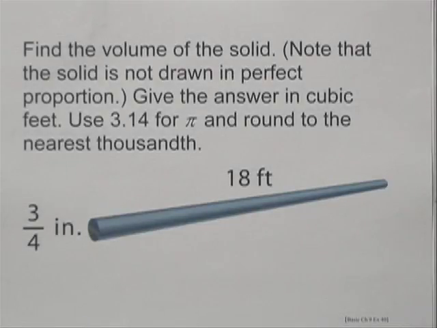We're going to find the volume of the solid pictured here, and note that it's not drawn in perfect proportion. Give the answer in cubic feet, use 3.14 for pi, and round to the nearest thousandth. Now we have a cylinder.